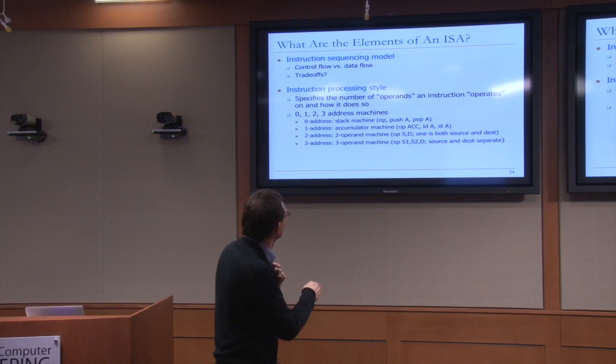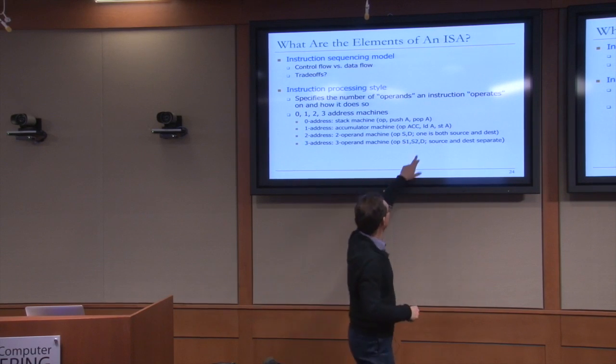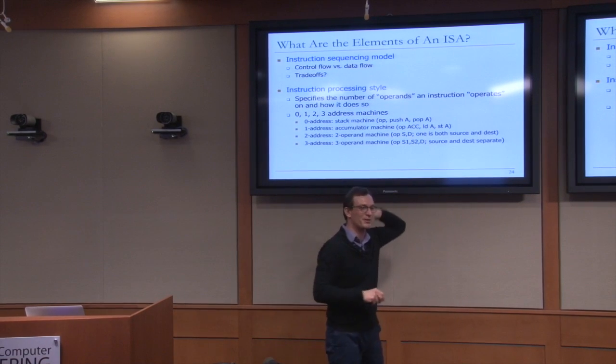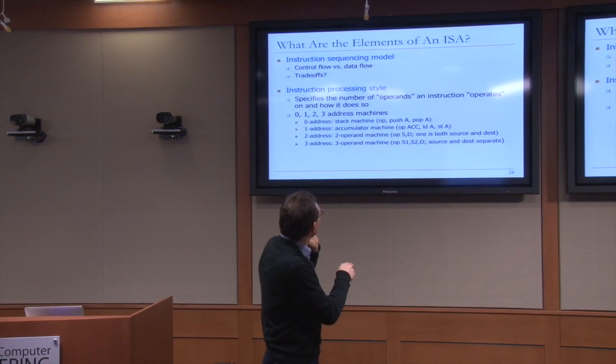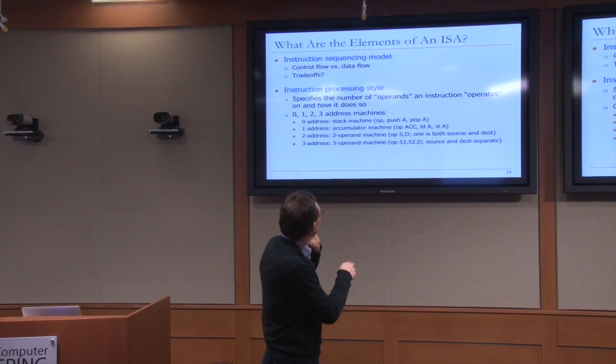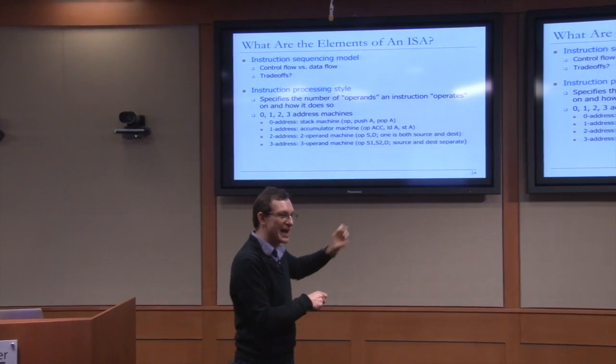In a 3 address machine, a 3 operand machine, you have 2 sources and 1 destination. So this is kind of nice, because destination equals source 1 plus source 2. Now you can specify it nicely. Okay? In the stack machine, I'll give you an example in a little bit.